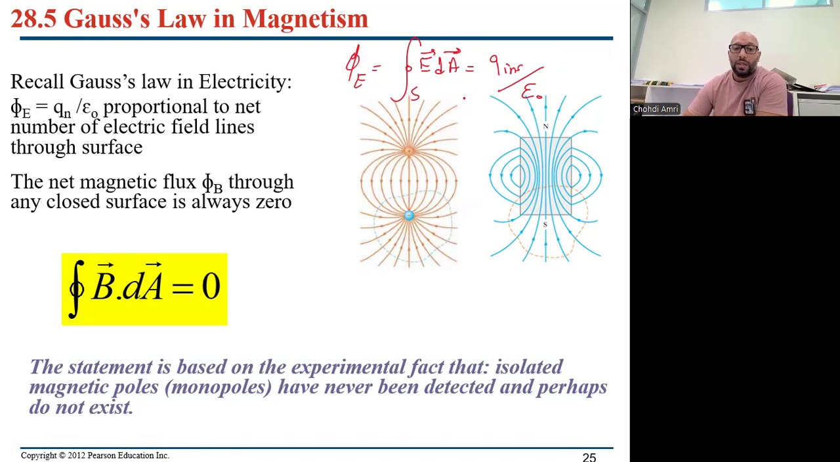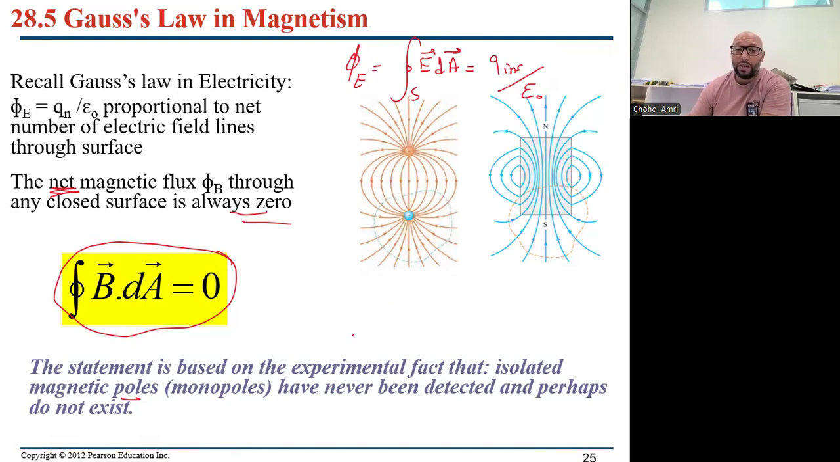What is Gauss's law for magnetism? The net magnetic flux through any closed surface is always zero. What is the result of this expression? The net magnetic flux. This statement is based on the experimental fact that isolated magnetic poles, that means monopoles, have never been detected or perhaps do not exist.